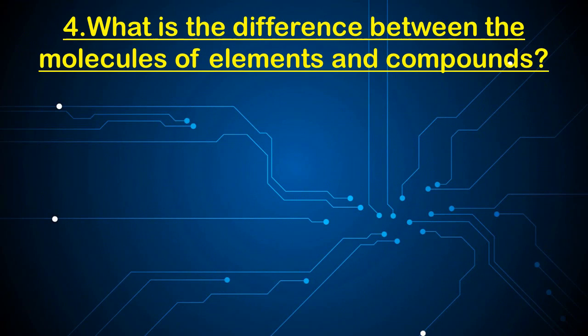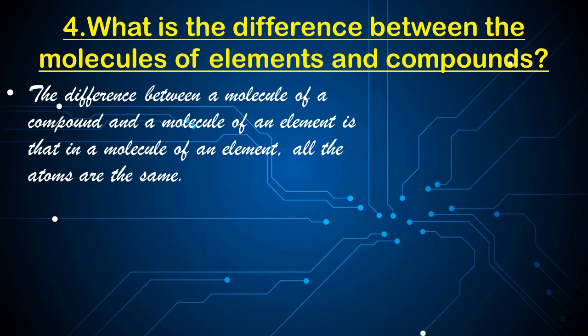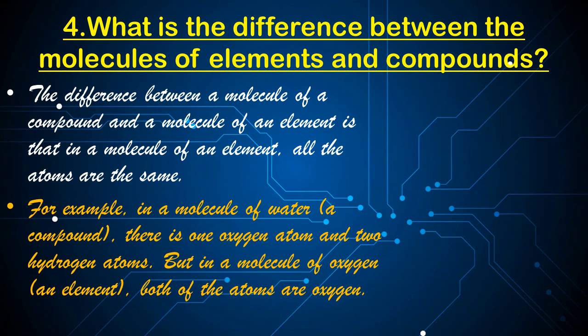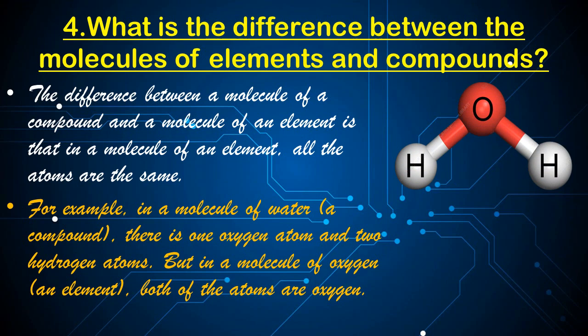Now next question, what is the difference between the molecules of elements and compounds? The difference between a molecule of a compound and a molecule of an element is that in a molecule of an element, all the atoms are exactly the same. And in a molecule of a compound, the atoms are different. We will see examples also. For example, what is the molecular formula of water? It is H2O. That means there is one atom of oxygen and two atoms of hydrogen.